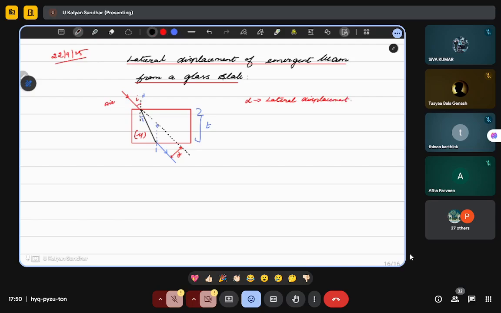Now, let me take this as the angle of emergence, right? And what about this angle with respect to your incidence? I can write this as i minus r. And whatever the refraction going on here, this will be your r dash value.